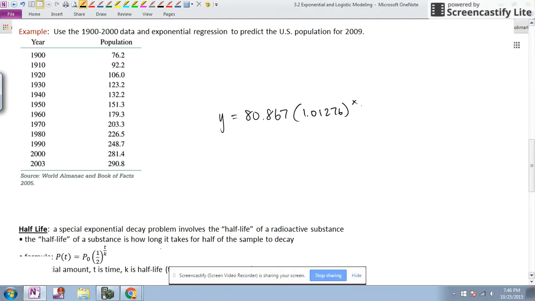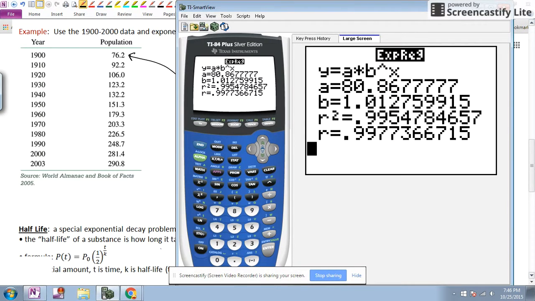Now notice something that freaks a lot of kids out. First off, we notice this is growth, which makes sense because it's been going up. But look at this initial value. The initial value is not the same. That's because it's a model, right? This is not exact, but this models the data very well. In fact, look at our R squared is 99.5. It's a really good model.